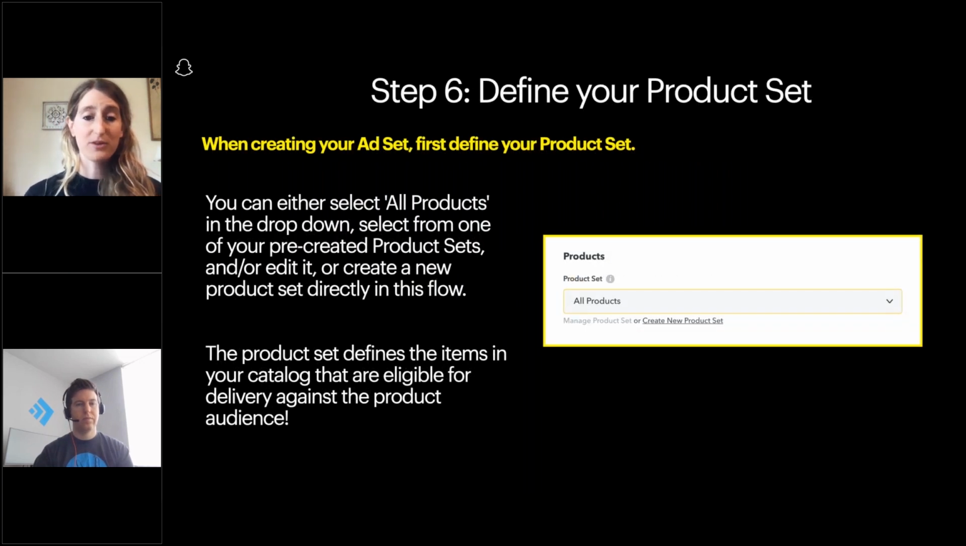Then you'll define your product set. As I mentioned, you've already pre-created your product sets after initially syncing your catalog, so all you have to do here is select that product set from a dropdown. However, if you forgot to create your product set, no problem. You can create a new product set directly in this flow or edit a pre-created one so that you can add additional filters. This product set will further define which products are eligible in your catalog for this specific audience. Here, you can create multiple ad sets with different product sets in a single campaign in order to reach users with different interests and intent.